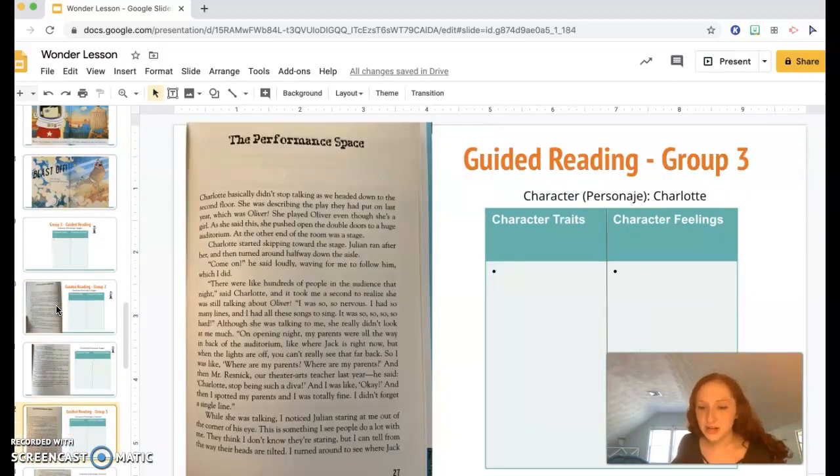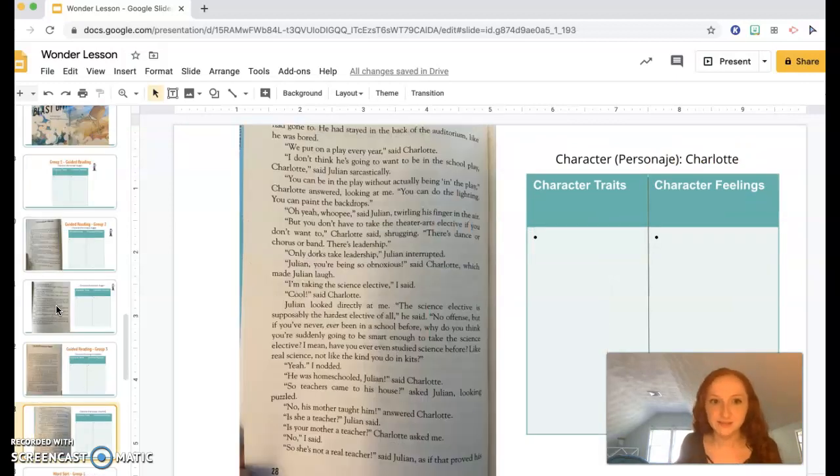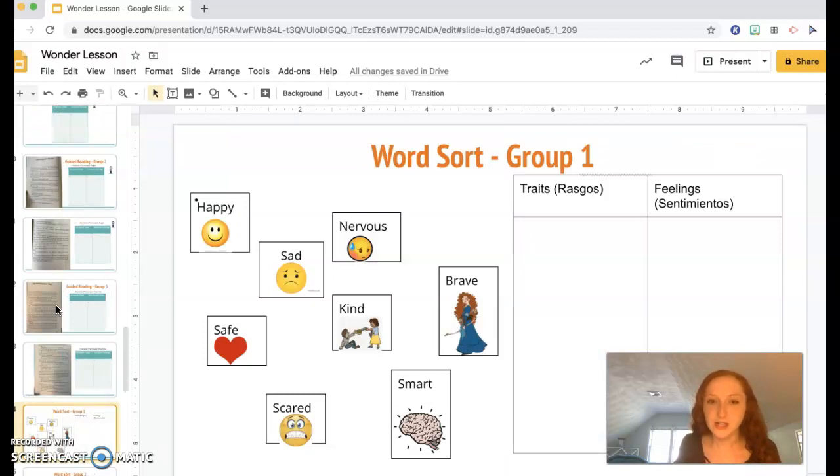And then in my third reading group, my kiddos who are above grade level in this scale, we would think about another character and go to another point of view to challenge their thinking, Charlotte. And we would think about her traits versus her feelings and put those into the 2 categories. So we'd think about Charlotte.